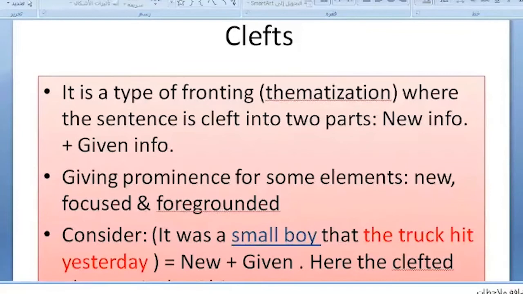This is a slide which says, the message was sent by Mary. This is a passive voice sentence. What is the fronted element? The fronted element is the object, which is the message here.